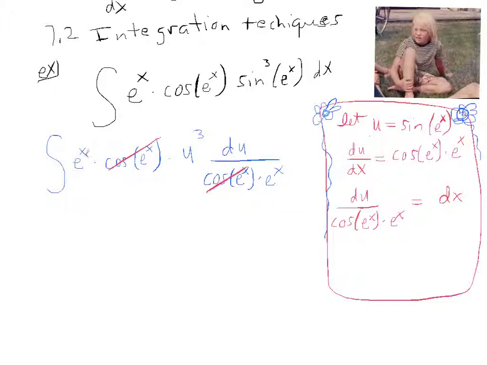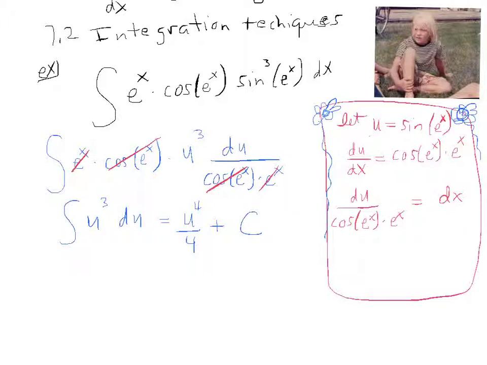That's 1. e to the x over e to the x is 1. And what I'm left with is u cubed du. This is an integral I know how to solve. So I am going to write this as u to the 4th over 4 plus c, because I know that there are many different functions whose derivative will be that.